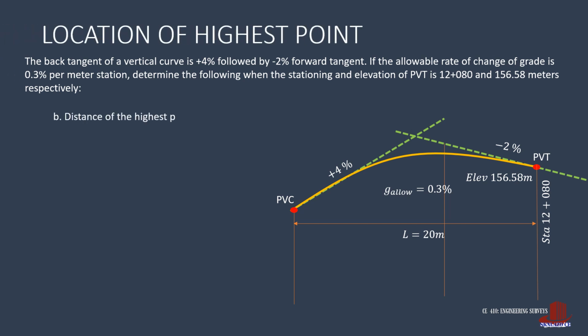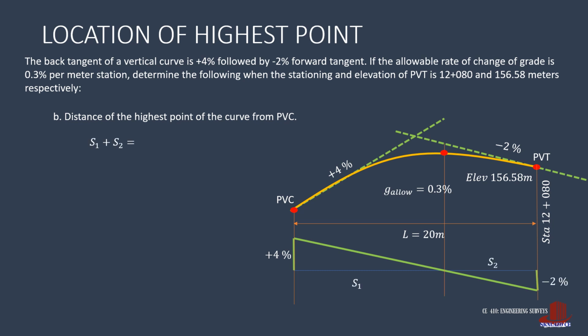Next is to find the distance of the point of highest elevation from the point of curvature. This is easily solved using the grade diagram, as it is similar to looking for the maximum moment in beams when discussing strength of materials. So draw the grade diagram with positive 4% going up and connected down with negative 2% on PVT. The whole length is then broken down into the summation of S1 and S2.